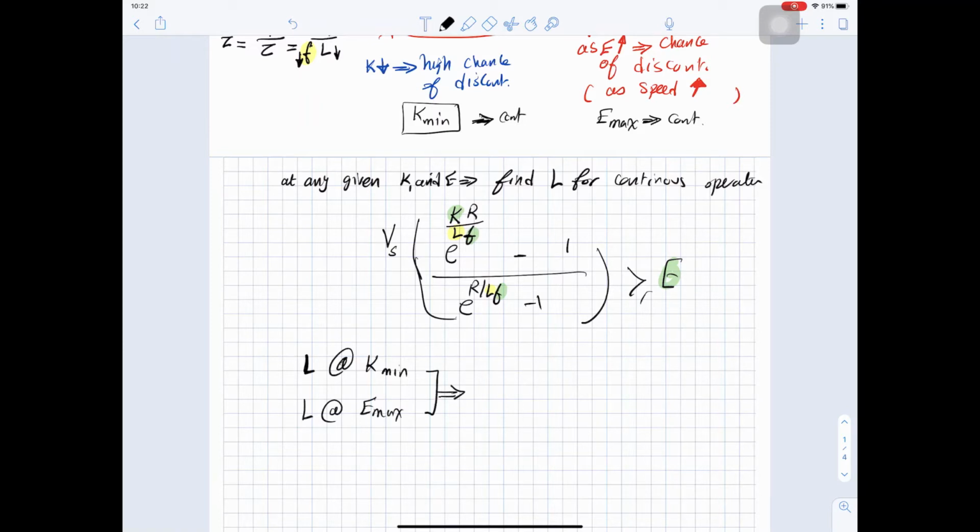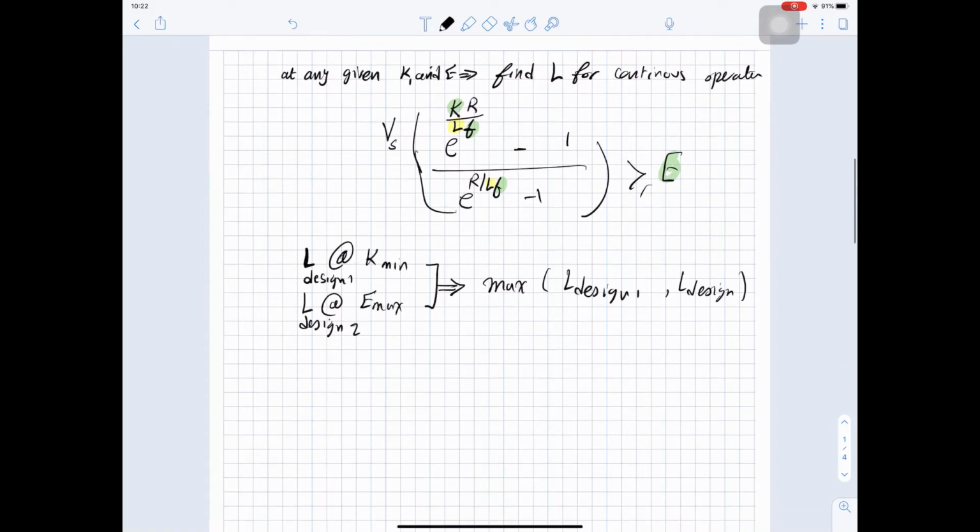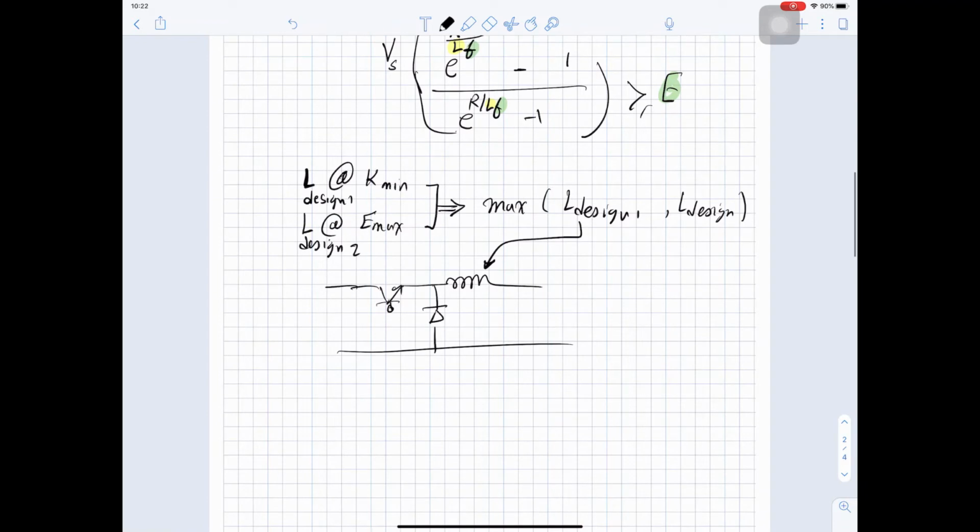and you will say this is L design 1 and this is L design 2, and you will select the maximum of L design 1 and L design 2. Then you have to insert this inductance in series with your converter. So this inductance will be inserted here. With this, you are making sure that at any given operation scenario, your operation is continuous. And this is how we design the converters.